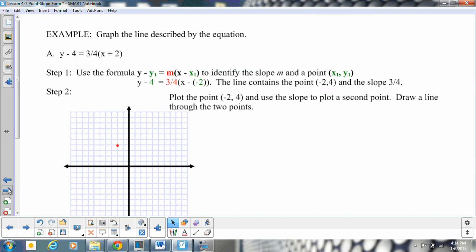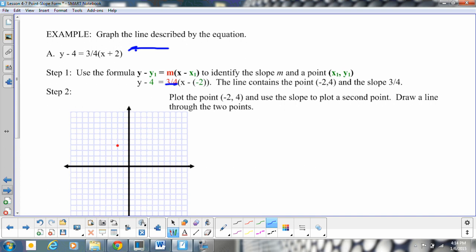What else can you do with it? You can graph. In this example, we're given an equation, y minus 4 equals 3/4 times x plus 2, and we're asked to graph it. First, we identify the slope and the point. Well, the slope's easy to identify. It's just right out front, in front of the parentheses. It's 3/4. What's the point going to be?